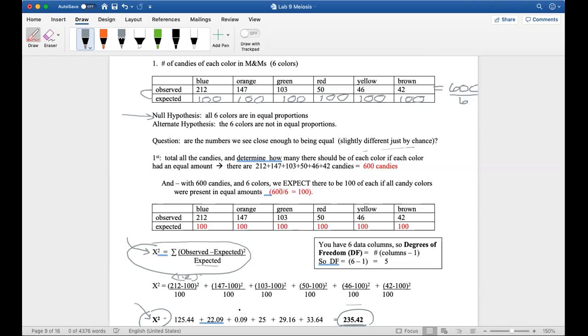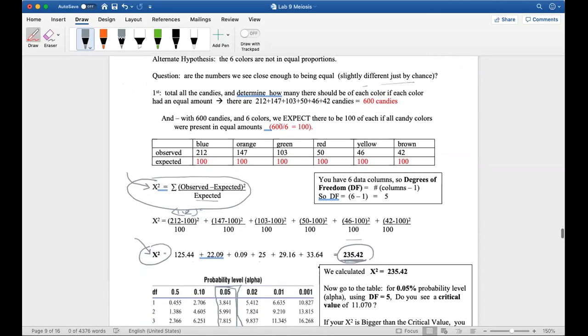I want you guys to try that. If you do it all correctly, you should end up with this number right here. This number right here is called your chi-square value. Now we're going to use this chi-square value to determine whether or not what we see here is actually close enough to our expected value. Like, yeah, what we're seeing is pretty much what we expect, and any deviation is just chance, right?